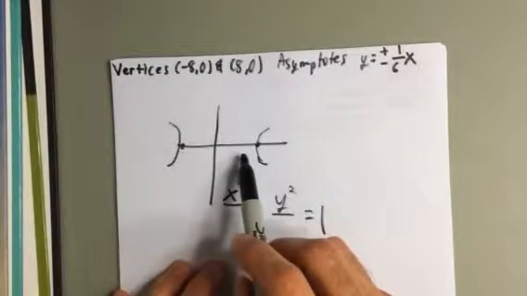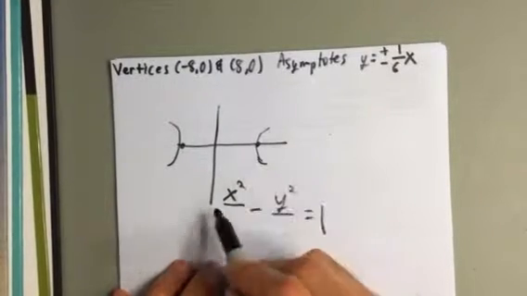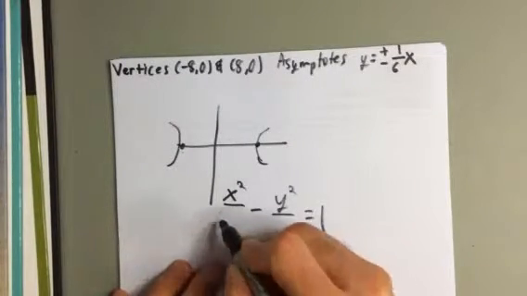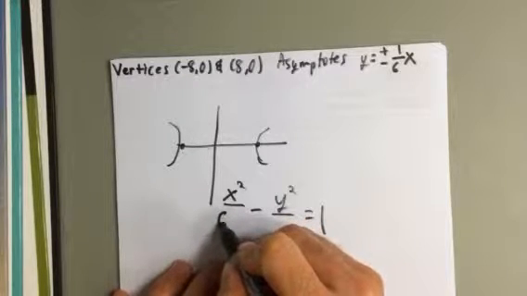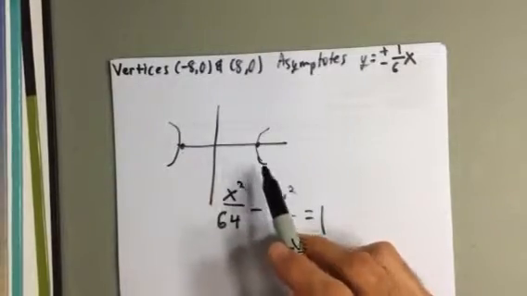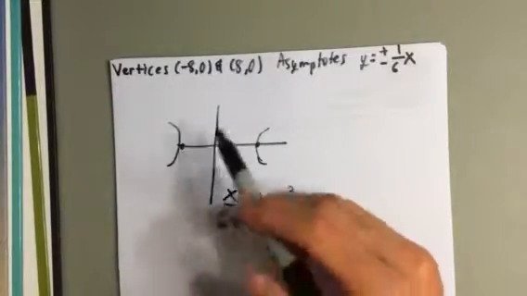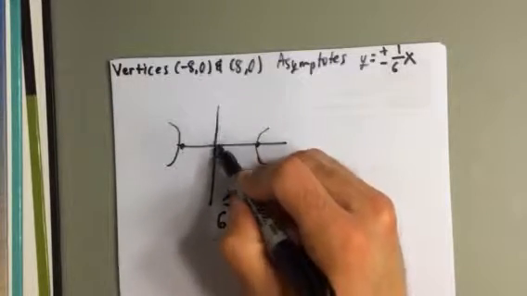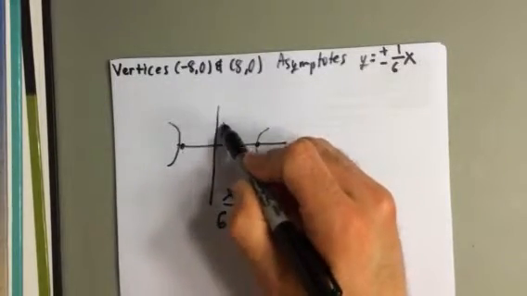The distance from center to vertex is 8, so I know that this bottom here has got to be a 64. I know that distance there is 8. Now the y distance I'm not sure about, okay? So let's just call that b for now. The conjugate radius would be b.